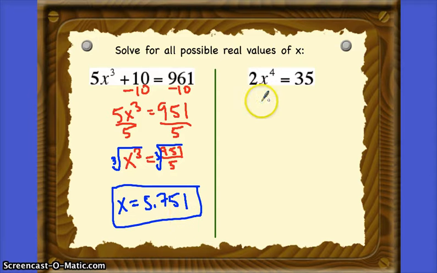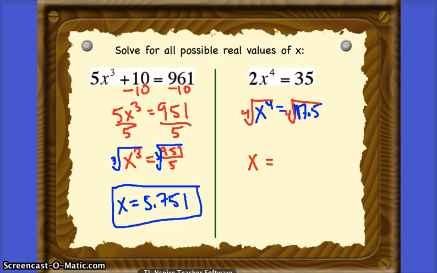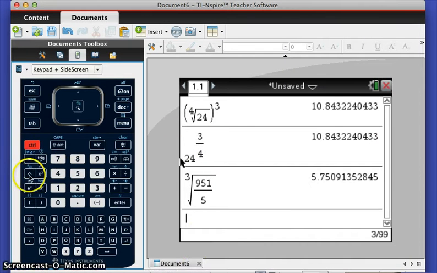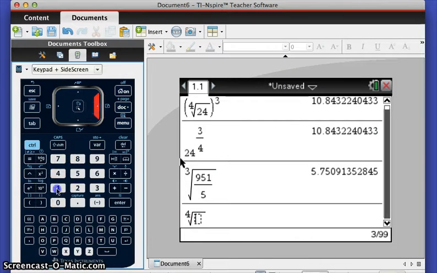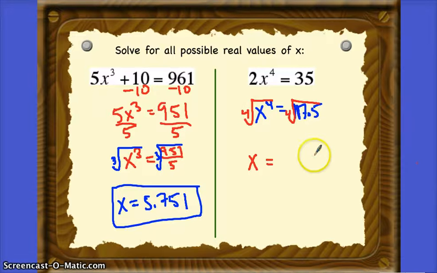So over here on the right, first thing to do then would be divide by 2. 35 divided by 2 is 17.5. As long as you're not rounding, it's perfectly fine to use a decimal. Then we're going to take our fourth power, getting rid of it by using a fourth root. You also could have taken this to the 1/4 exponent, which is the same thing as a fourth root. So the fourth root of x to the fourth becomes x, and the fourth root of 17.5 is 2.045.